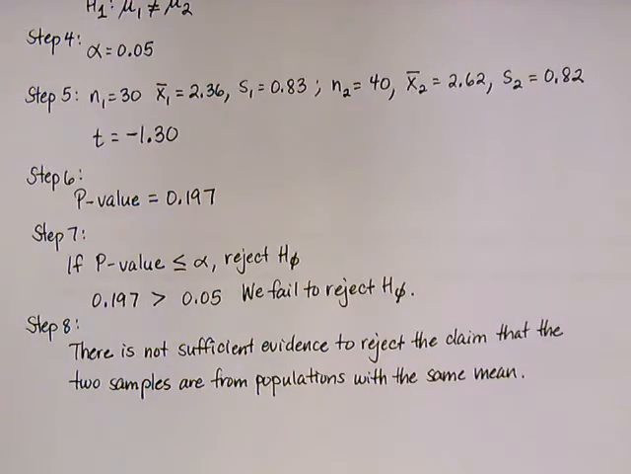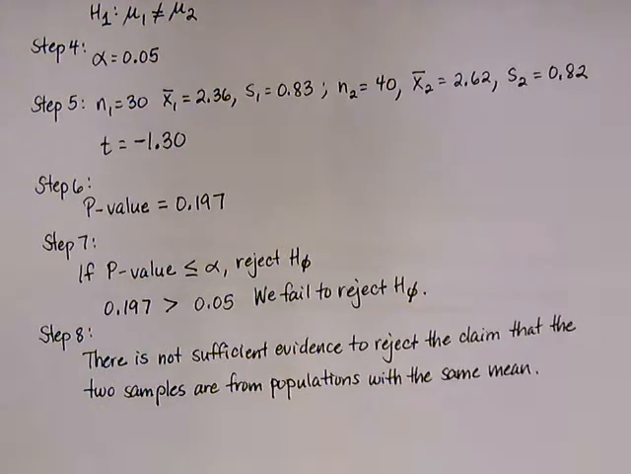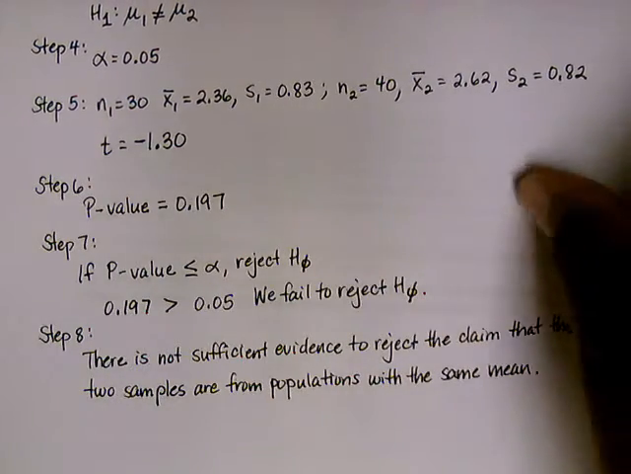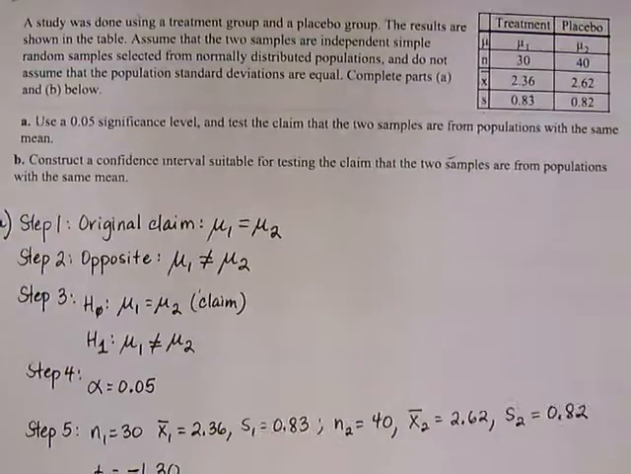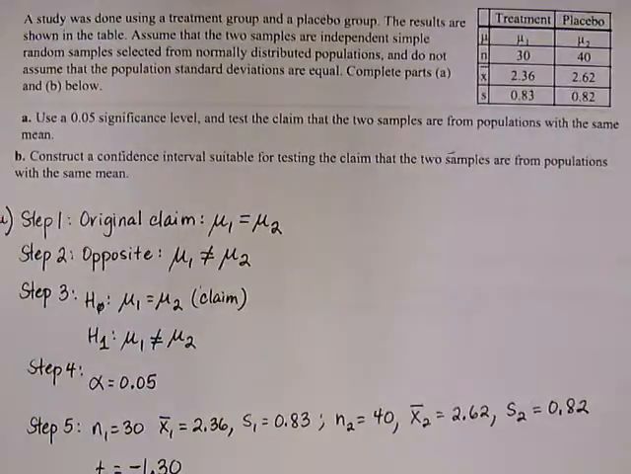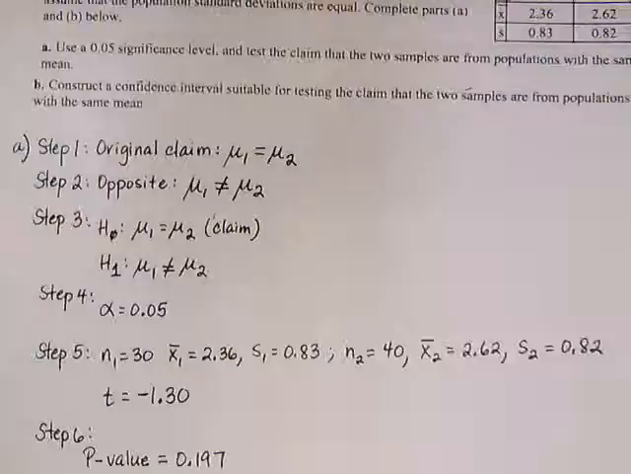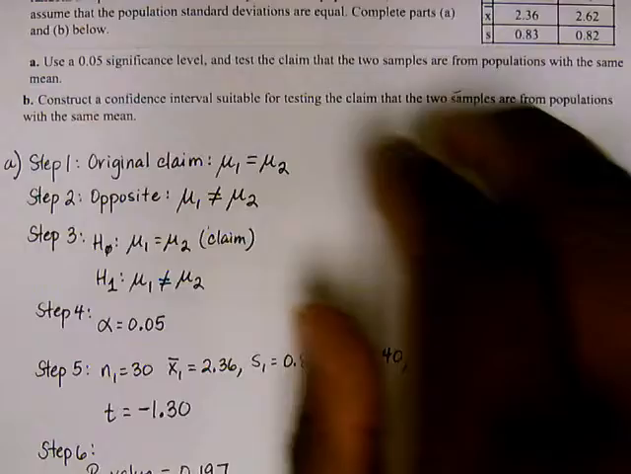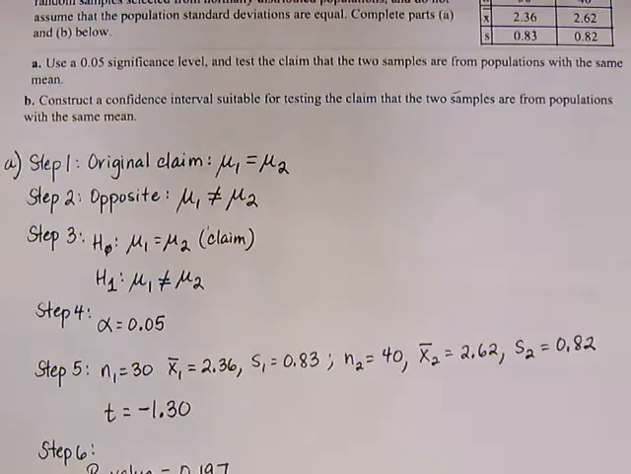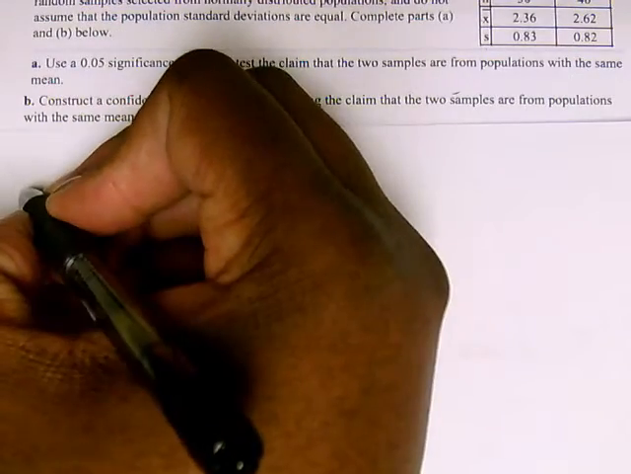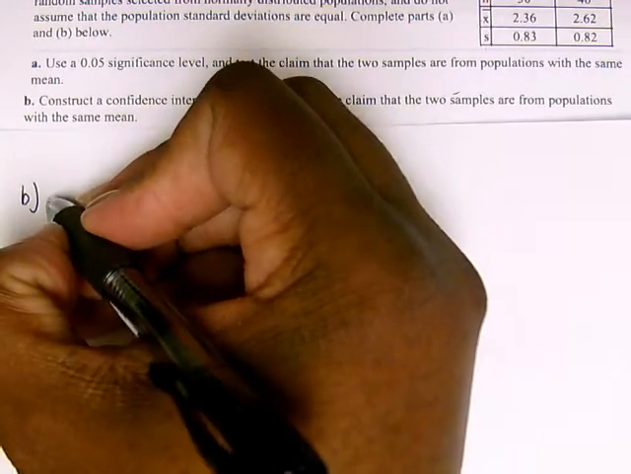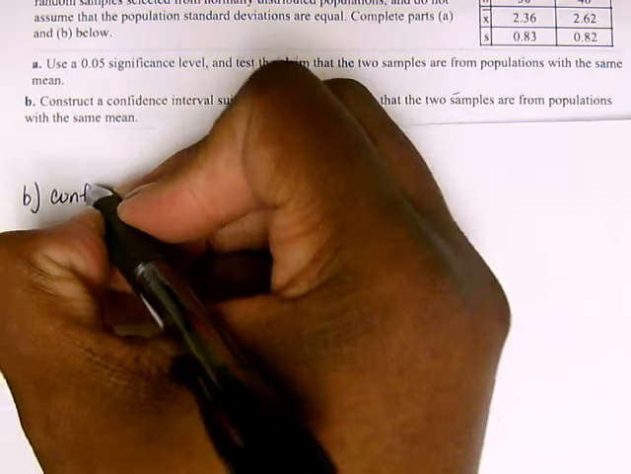Okay, so part A was the hypothesis test. In part B, you were asked to construct a confidence interval suitable for testing the claim that the two samples are from populations with the same mean. So here's part B, doing the confidence interval.